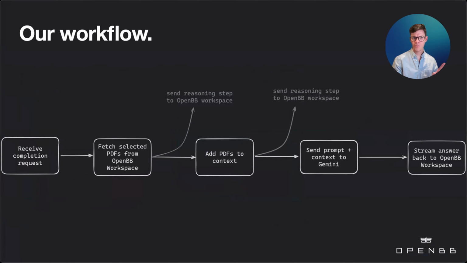So just to explain our workflow, the front end, by which I mean the OpenBB Workspace, is going to send a completion request to our agent. We're going to take that. It will contain some description of what the widgets are. We're going to fetch the PDFs from the OpenBB Workspace by submitting a function call. Then we're going to add the PDFs to context in a way that will work for our LLM provider. We're going to be using Gemini. And then we will be sending this prompt and context to Gemini, and then we'll be streaming the answer back to OpenBB Workspace. But we're going to do this step by step. So if this is too much in one go, don't stress.